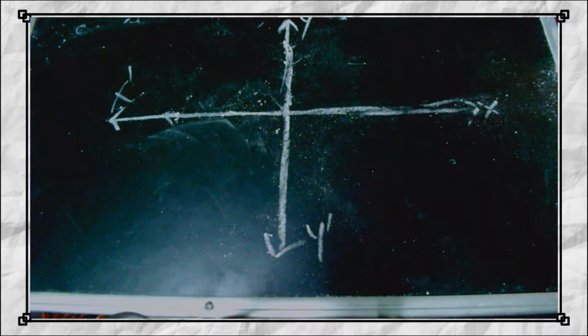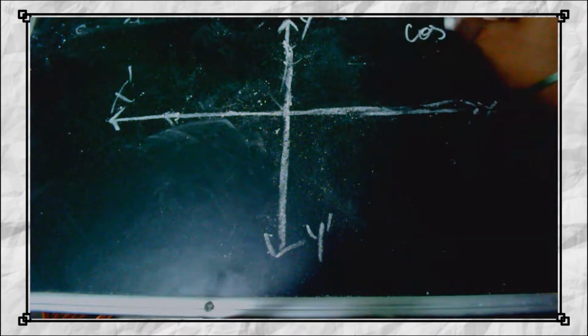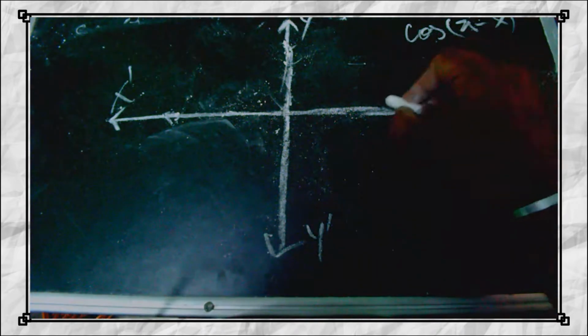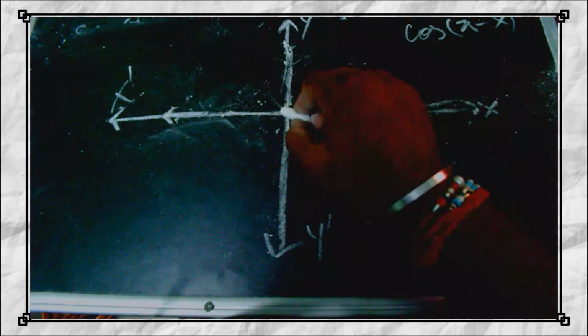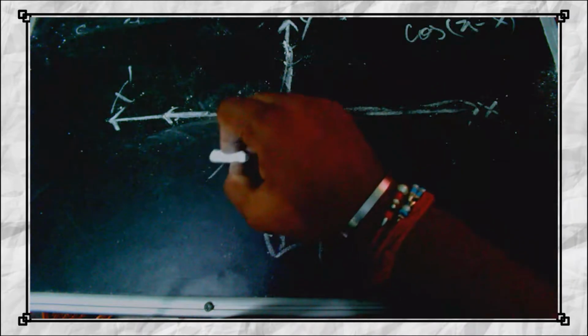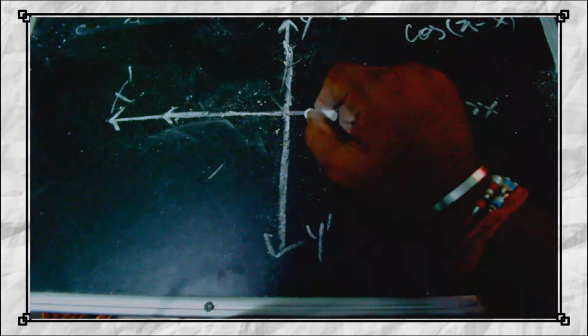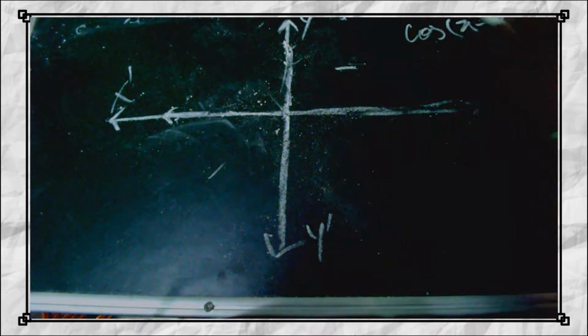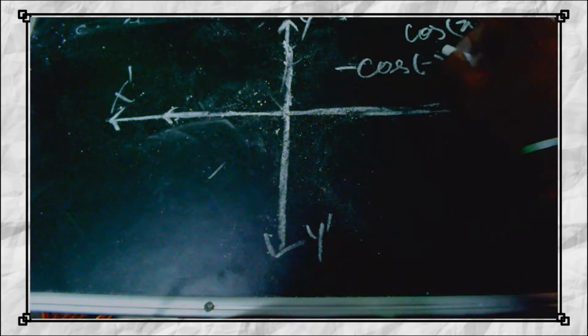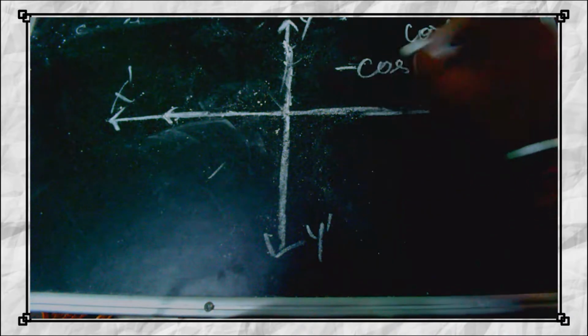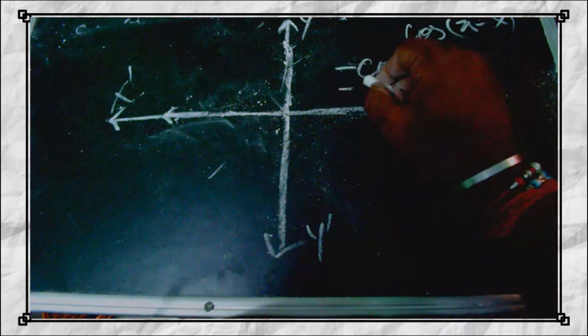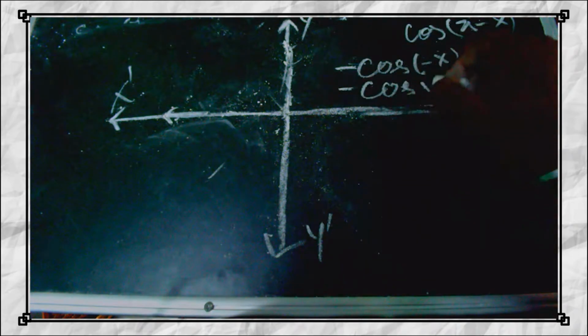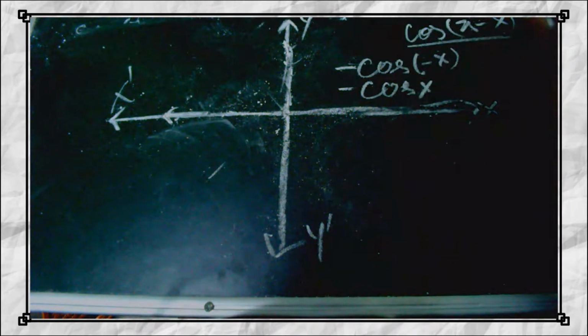Next we will calculate the value of cos of pi minus x. So pi is here and minus x is somewhere in the third quadrant, and in the third quadrant cos is negative, so we'll put the sign of minus. As it is pi minus x, the ratio will be the same, cos, and the angle will be minus x. As told, cos of minus x is cos x, so minus cos of minus x will be minus cos x. So the value of cos of pi minus x is minus cos x.